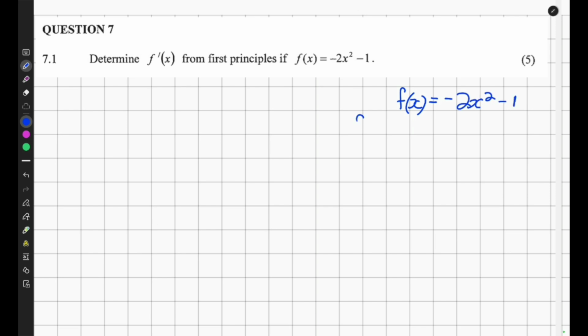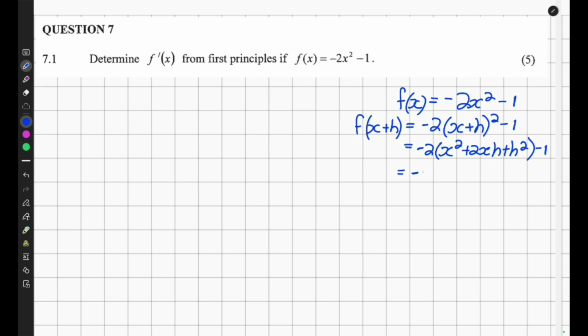Now I need to figure out what is f(x plus h). I just replace all the x's with an x plus h, and then I can just simplify. So minus 2, and then I'm foiling this: x squared plus 2xh plus h squared, close bracket, minus 1. And then my final step there is just to times in. So minus 2x squared minus 4xh minus 2h squared minus 1. Now I can go and sub into the first principles formula.